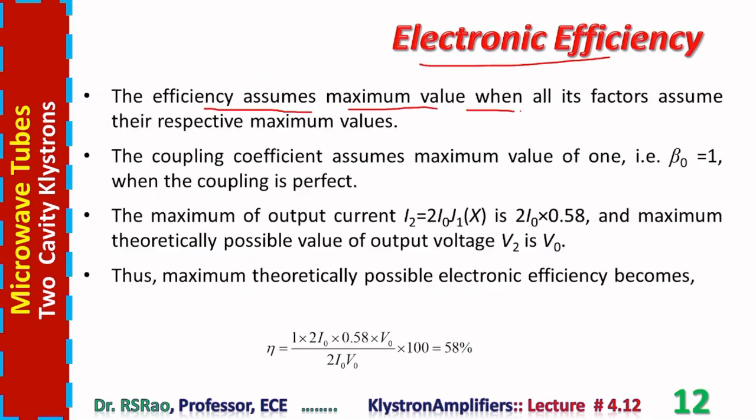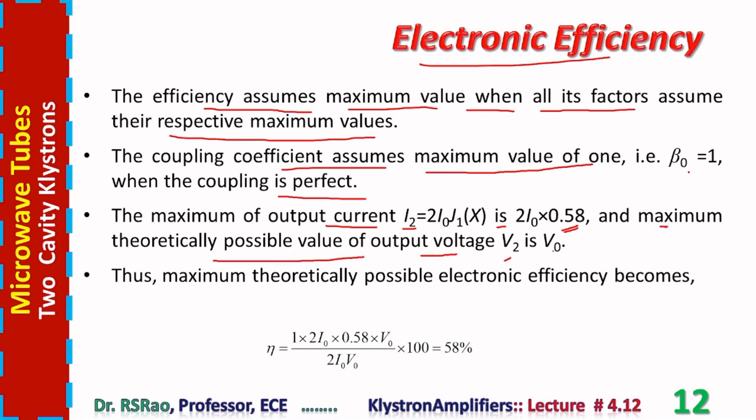The efficiency assumes its maximum value when all its factors assume their respective maximum values. The coupling quotient assumes a maximum value of 1 when the coupling is perfect. It is an ideal. In practice, it is always less than 1. It may be 0.9 or it may be 0.99, but it cannot be 1. The maximum output current I2 equal to 2 I0 J1(x) is 2 I0 into 0.58, because the maximum value of J1 is 0.58, and the maximum theoretically possible value of output voltage V2 is V0. V2 cannot be more than V0. Thus, the maximum theoretically possible electronic efficiency becomes 58%.